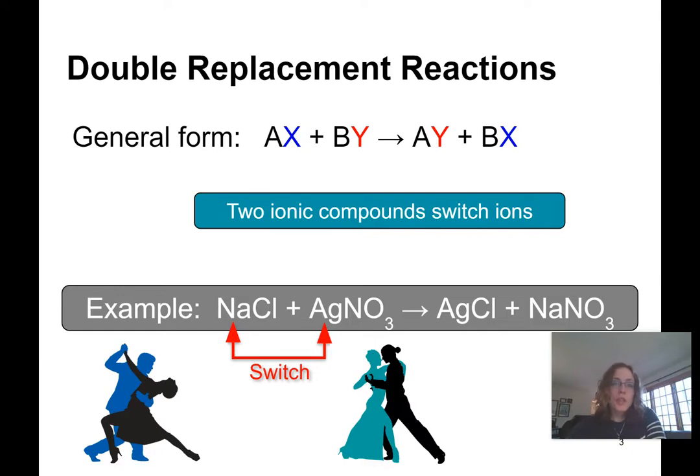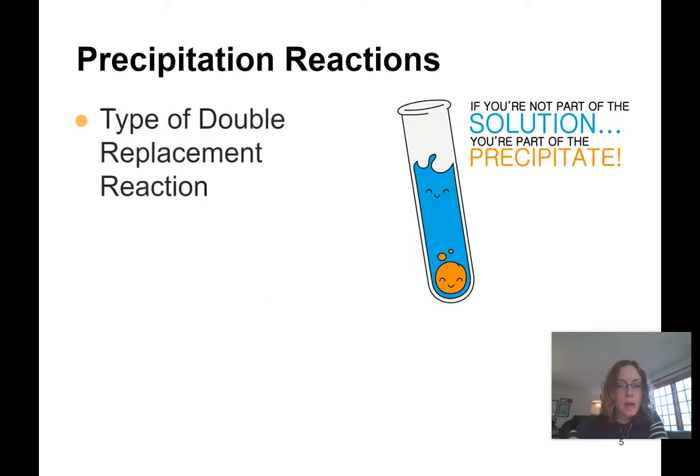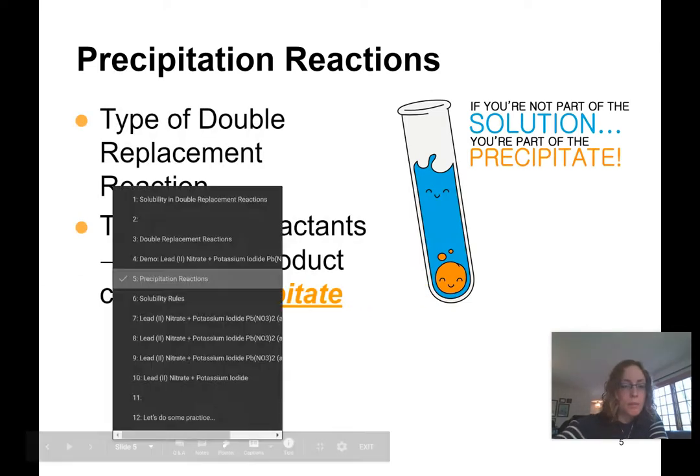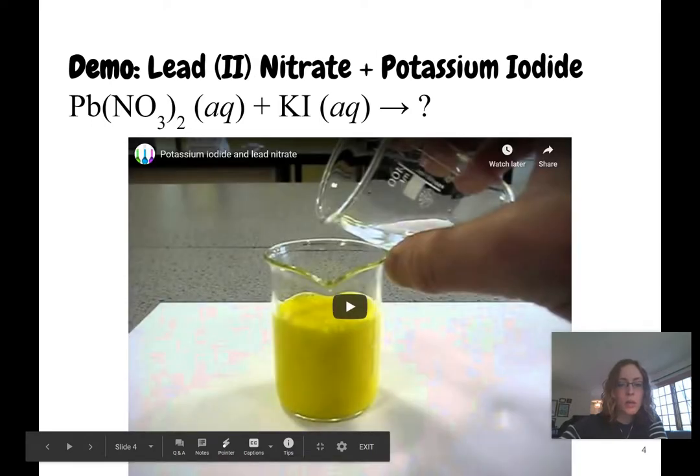Double replacement reactions have this general form. You have 2 ionic compounds who are going to be switching ions. And so I like to use this analogy of dance partners: in this reaction, the sodium and the silver will switch so that silver will bond with chlorine and sodium will bond with nitrate and create 2 new products. So I showed you guys this demo in class, but I'm going to show you a short video of it just to remind you.